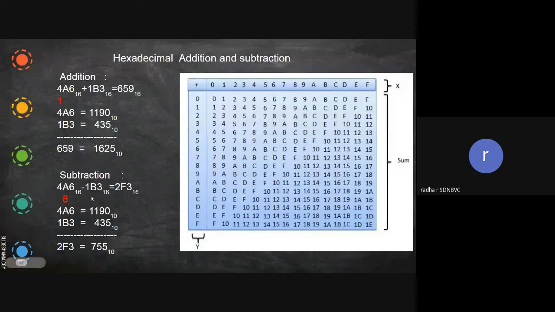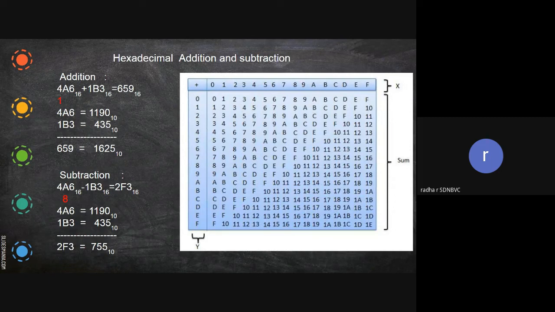Okay. Now subtraction. In subtraction you do it in reverse. Here you went forward with your fingers, here you do it in reverse. 4A6 minus 1B3. Now what you do is 6 minus 3, no problem. You have 3. Then A minus B. A is the smaller number, so you have to borrow 1 from here. So it is 1A. So you have to borrow from 1A, and subtract B from it. So when you do that, from B you have to count up to 1A. So B, C, D, E, F.